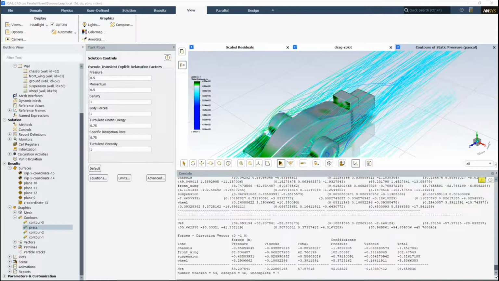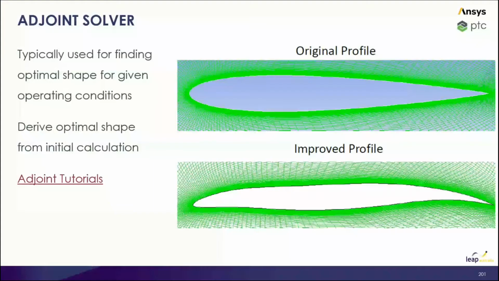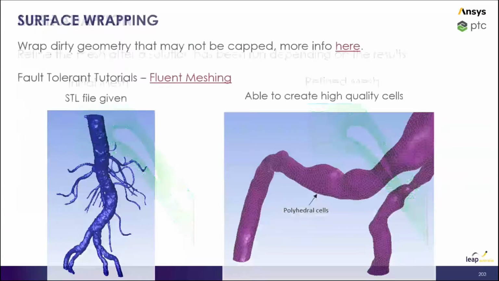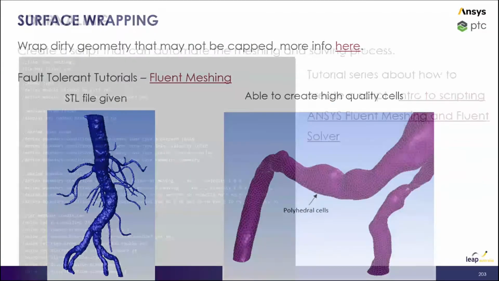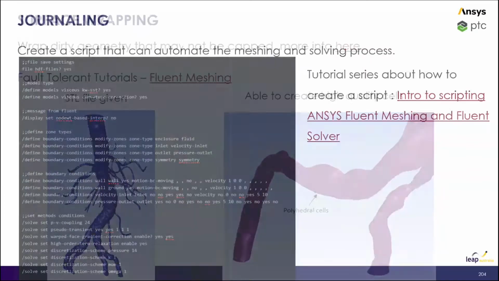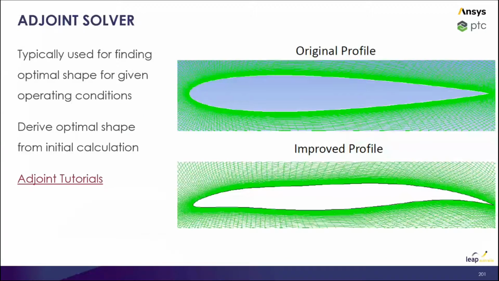Okay, so let's go back to these slides then for a minute. So in the section of the slides you get, we'll go look at these advanced options. In here, we've got adjoint solver, mesh adaptation, surface wrapping, journaling, which we spoke about, and overset meshing. So I'm going to talk you through adjoint for those who are interested. It's really interesting. It's really cool.